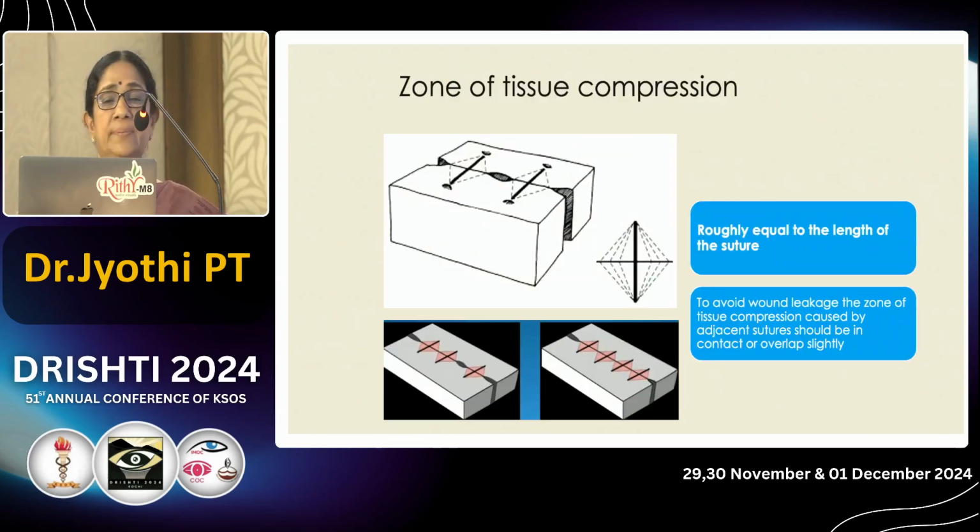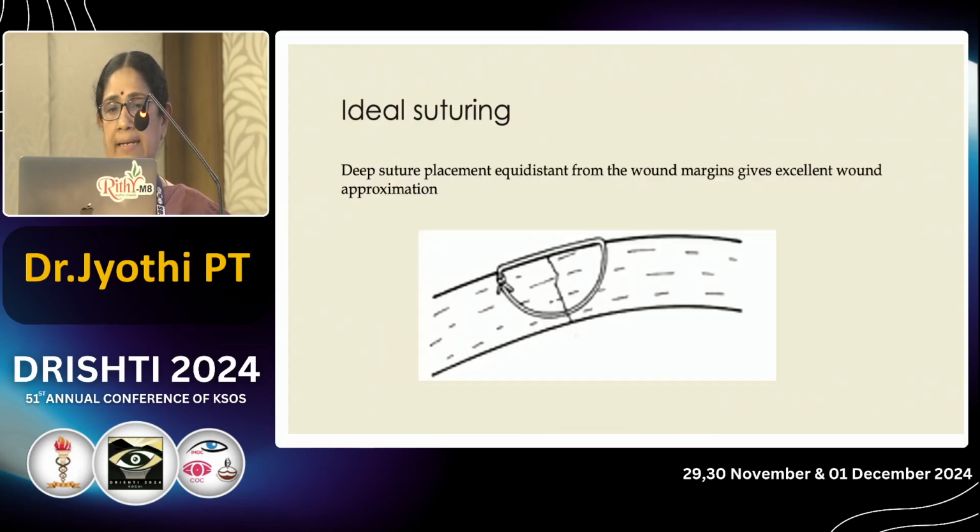Another important aspect is the zone of tissue compression, roughly equal to the length of the suture. To avoid wound leakage, the zone of tissue compression caused by adjacent sutures should be in contact or overlap slightly. Then ideal suturing, when deep suture placement should be equidistant from the wound margins, gives excellent wound approximation, except in oblique or shelving wound.